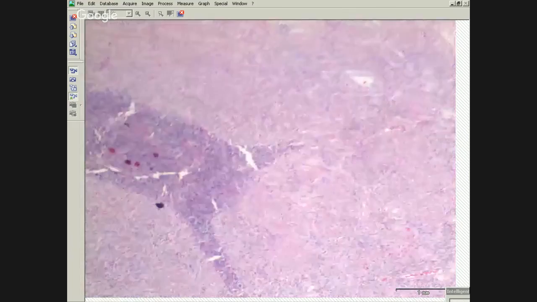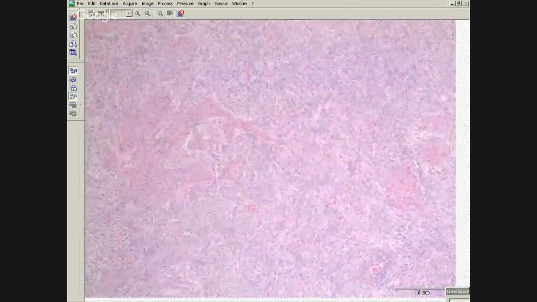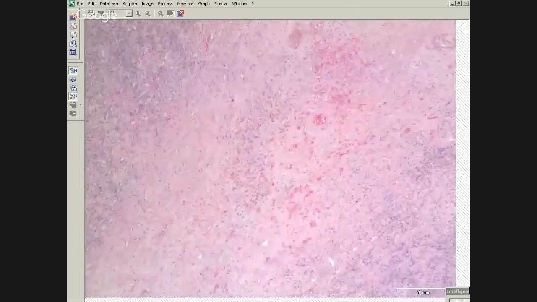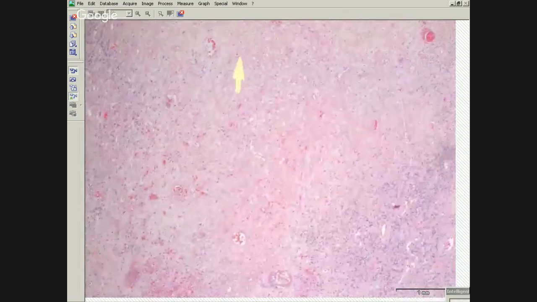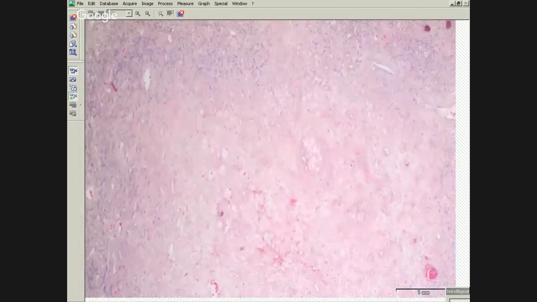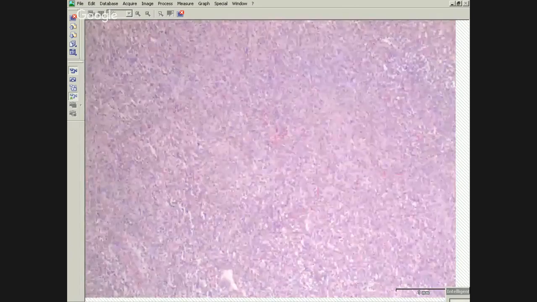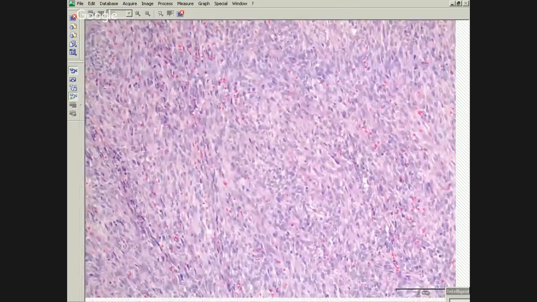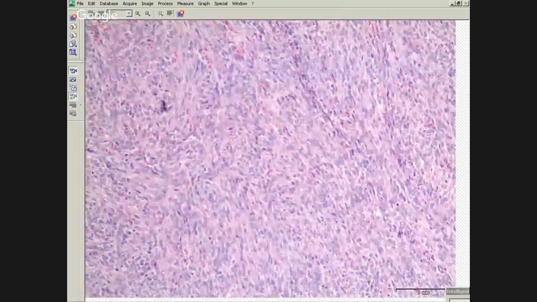Okay, now, tricking you. Okay, so we've got this area here, which is necrotic. And this was a huge tumor. And I should have dotted some areas, but this does have mitotic activity.